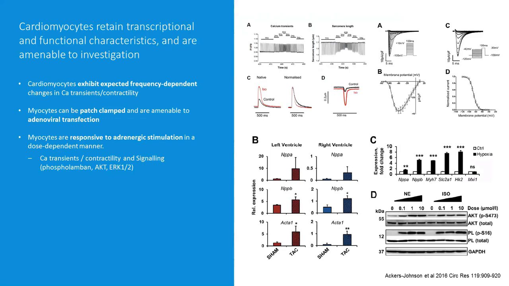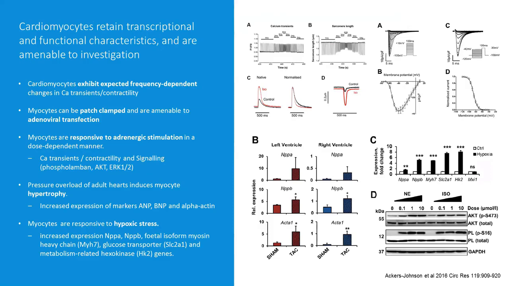We've also exposed these hearts to pressure overload, and we've seen that that results in myocyte hypertrophy, as you would expect, and also in cardiac myocytes, we've analyzed expression of hypertrophic markers such as ANP, BNP, and alpha-actin. And we've also demonstrated that these myocytes are responsive to hypoxic stress. So as I said, there's a lot of data in the paper and a lot of groups are now starting to use the technique.